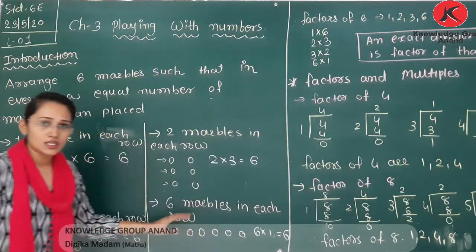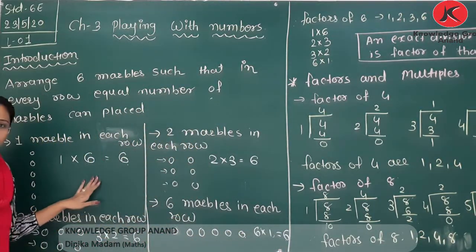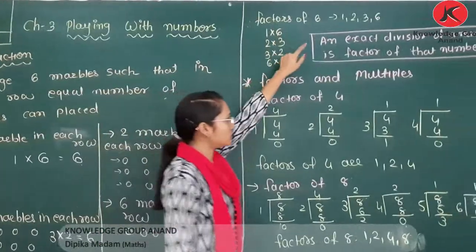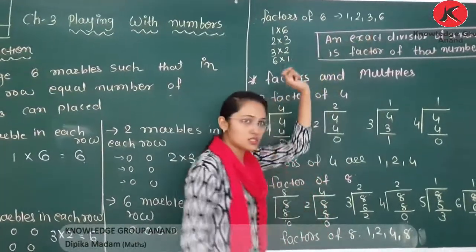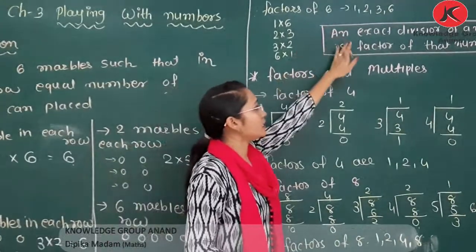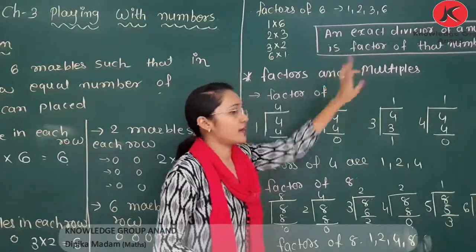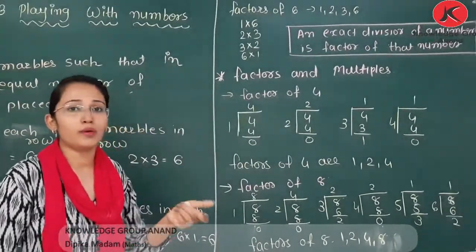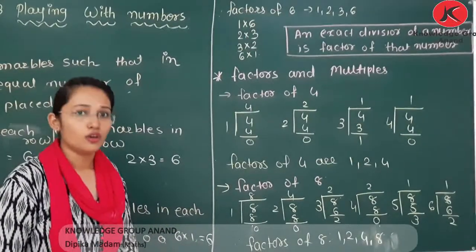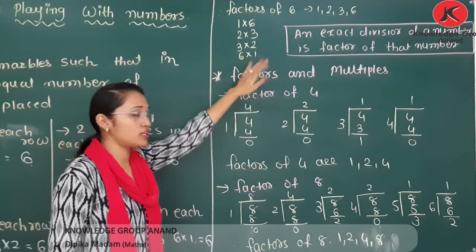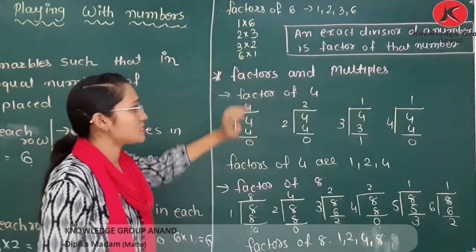So what is this? These are called the factors of 6. So factors of 6 are 1, 2, 3 and 6. So what is the definition of factors? An exact divisor of a number is a factor of that number. If any number divides another number exactly, it is called a factor of that number.